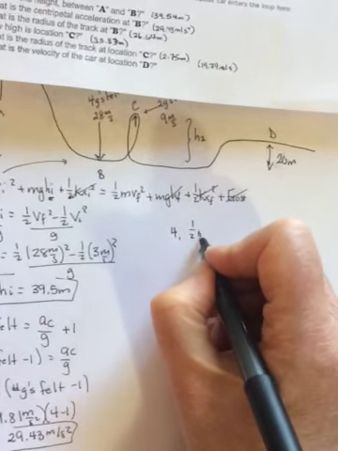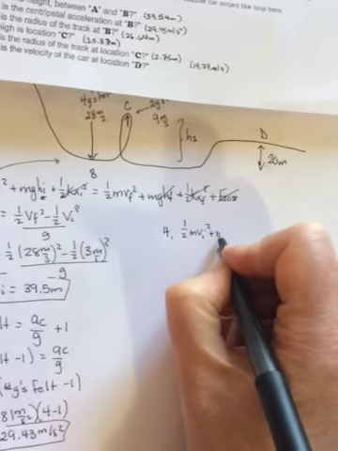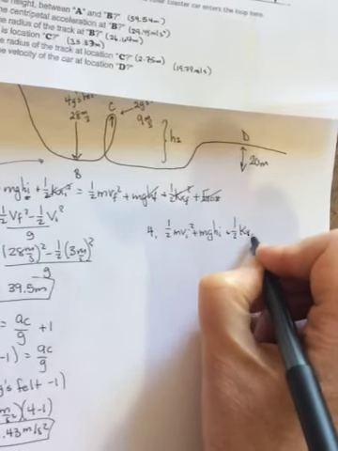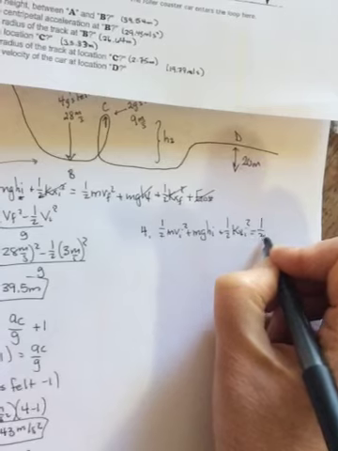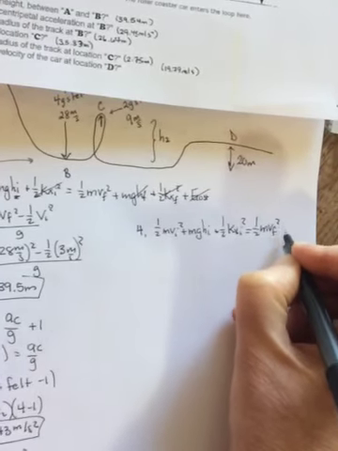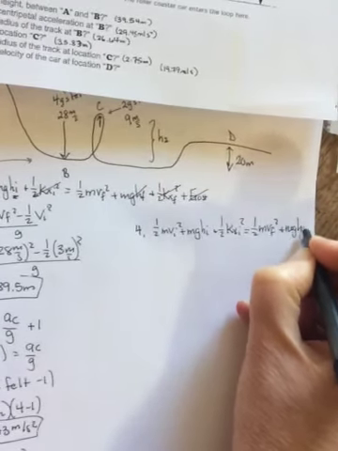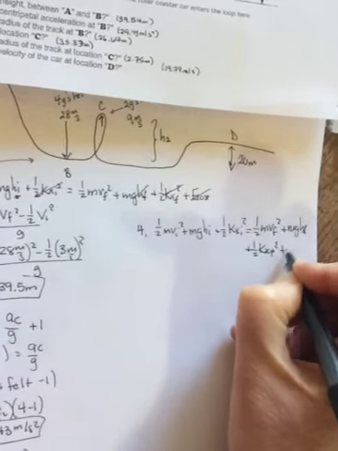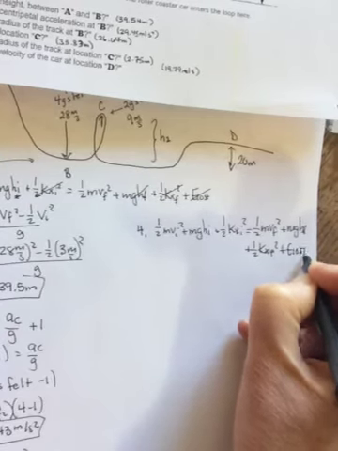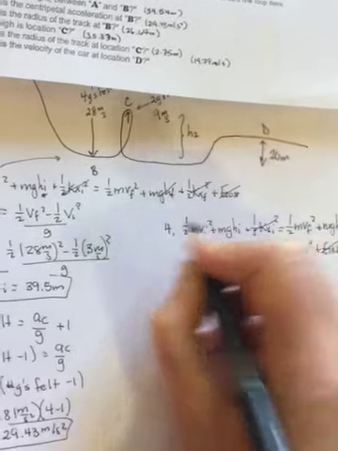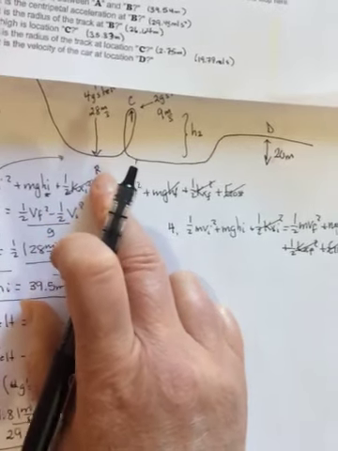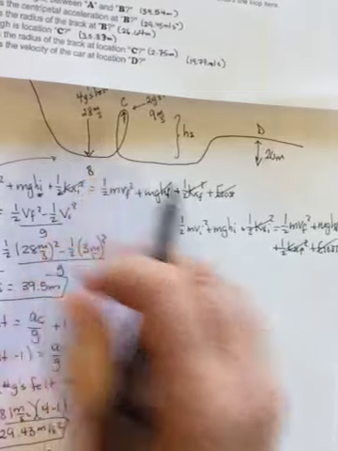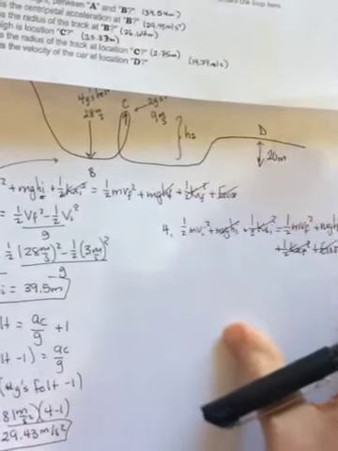So 1/2 mv initial squared plus mg h initial plus 1/2 kx initial squared is equal to 1/2 mv final squared plus mg h final plus 1/2 kx final squared plus E lost. Okay, so no E lost, no spring. If we pick our initial, I'd probably pick it down here at the bottom because I know my speed and I know my height there. It's really the spot that's given, and the height cancels out, which is wonderful.